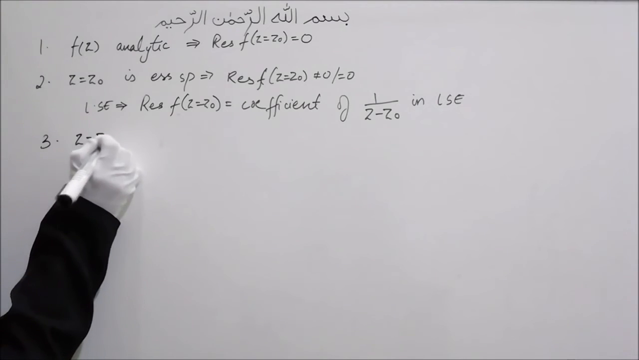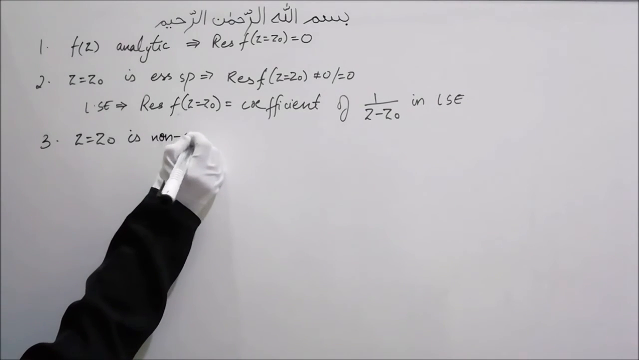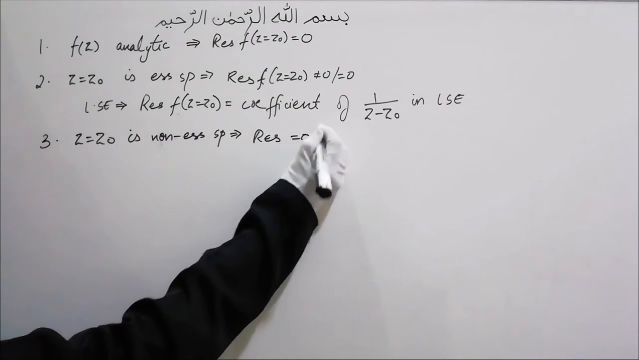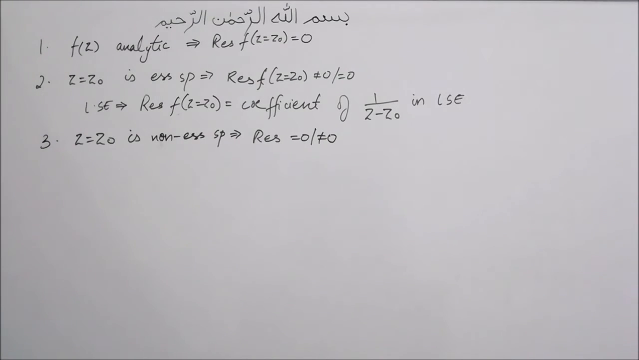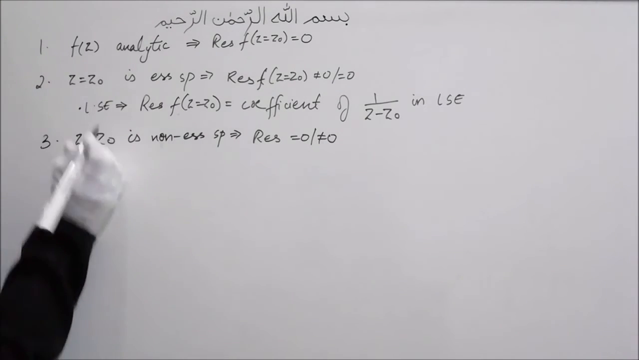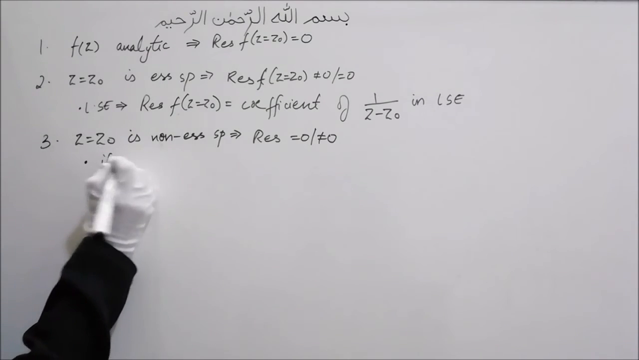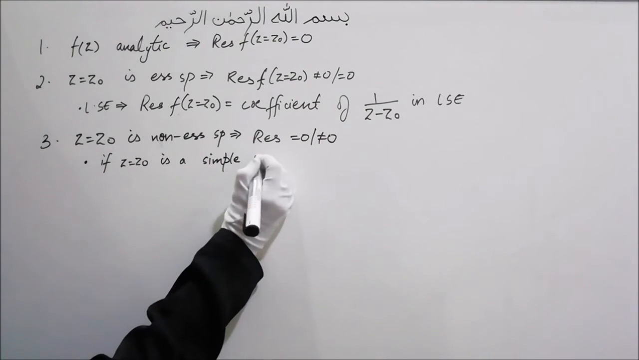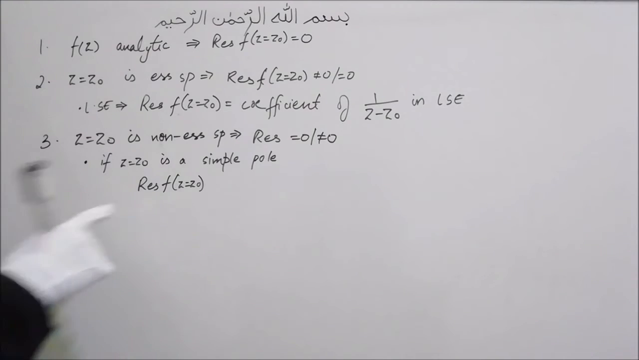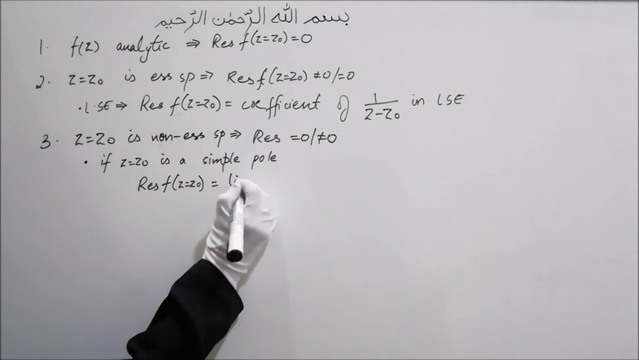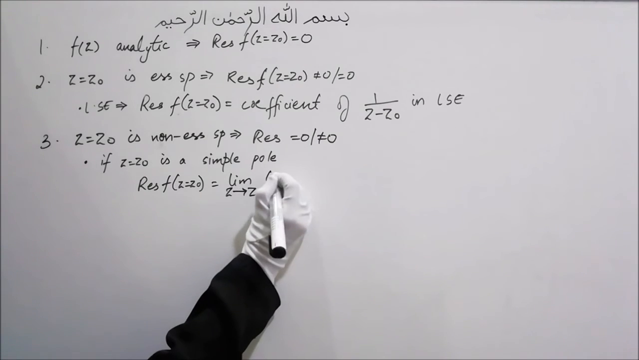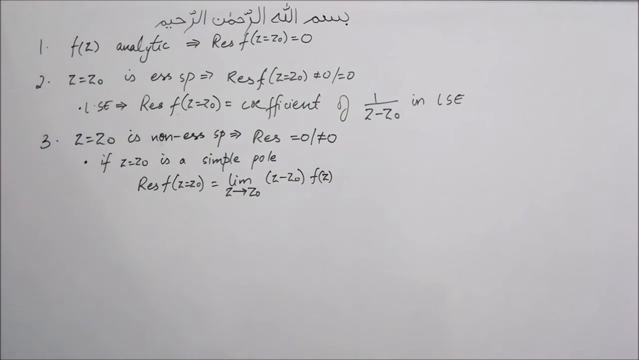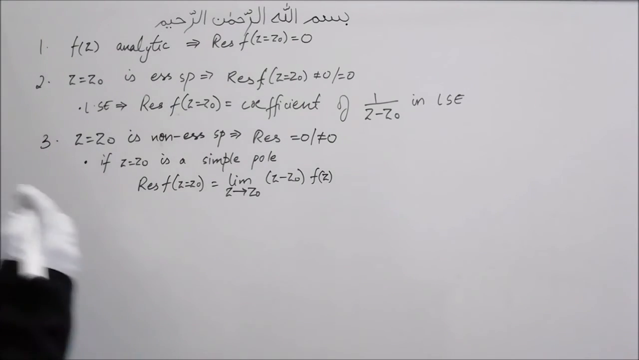If z equals to z0 is a non-essential singular point of the function f of z, then the residue again may be equal to 0 or may not be equal to 0. So to find the residue for non-essential singular points, our first method is, if z equals to z0 is a simple pole, meaning a pole of order 1, then we can find the residue of the function at z equals to z naught as limit z tends to z naught, (z minus z naught) into f of z. We have used this type of equation for non-essential singular points in the previous video also.